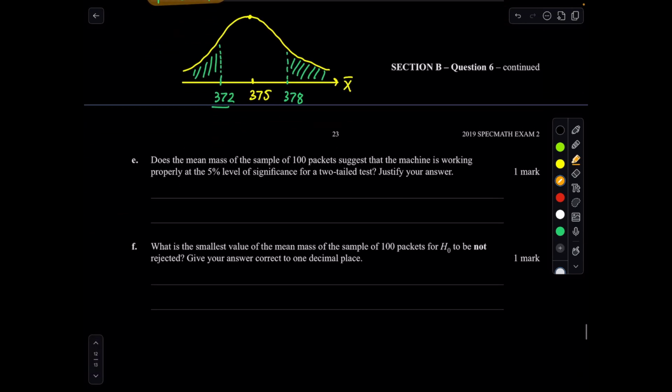Next question. Does the mean mass of the sample of 100 packets suggest that the machine is working properly at a 5% level of significance for a two-tailed test? Easy. We know that if your p-value is less than the significance level, which is 0.05, then we reject the null hypothesis. It means it is not working properly, so we accept the alternative. But if your p-value is greater than 0.05, we accept the null hypothesis.